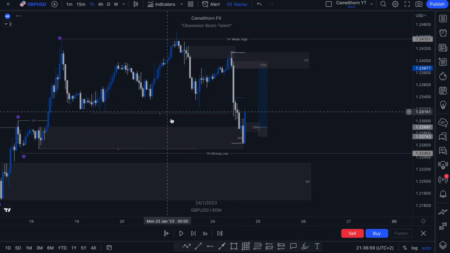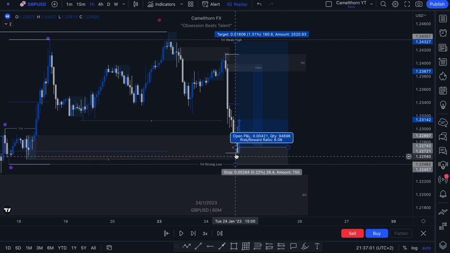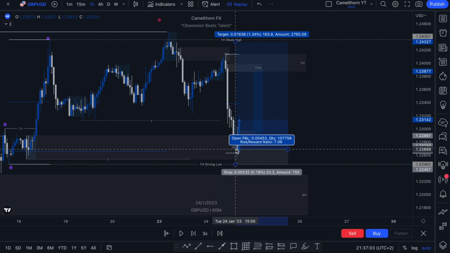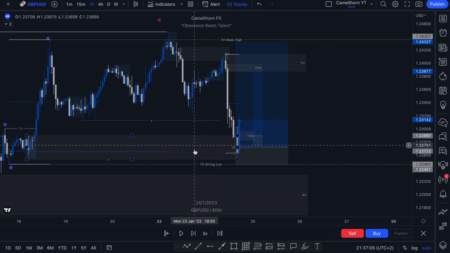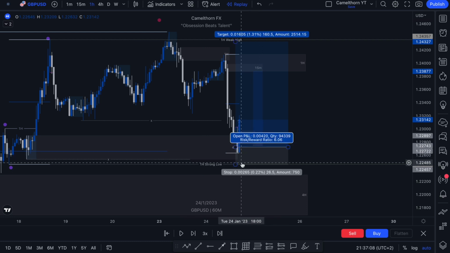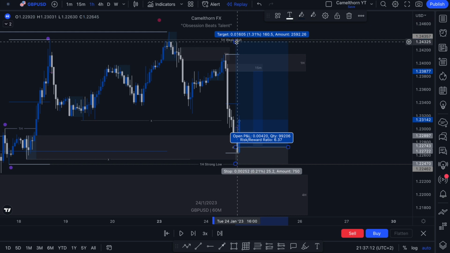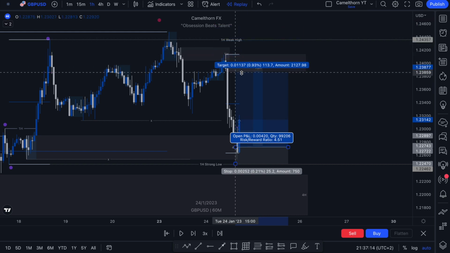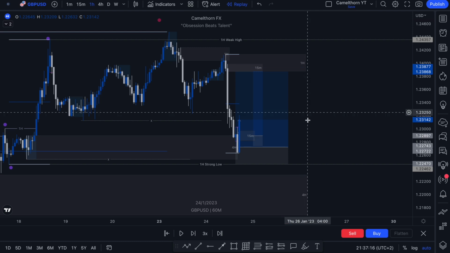On the 1 hour chart though, what I did is, all right, I placed a buy limit order at the midpoint of this 4-hour zone. I gave it a 25 pip stop loss, I believe, somewhere around there. And then what I was doing is I was aiming for exactly the same. I was aiming for this zone in here.